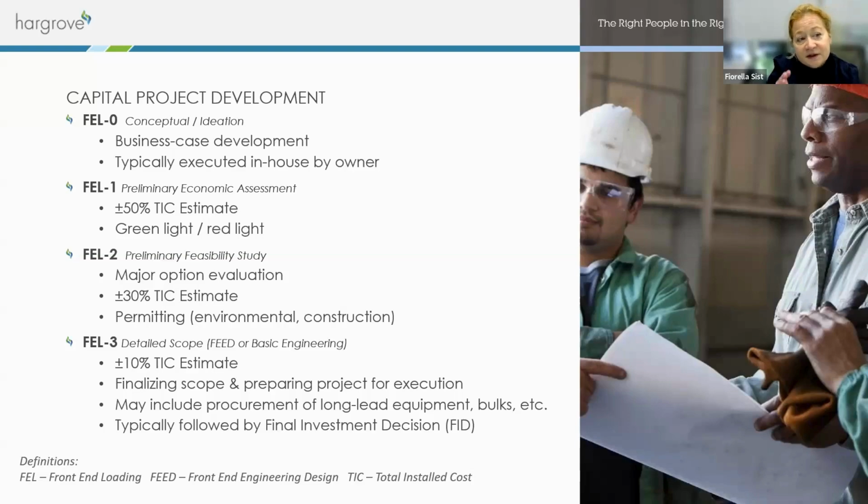But then the next stage from that is what's called the FEL1. So it's also known as a preliminary economic assessment. So that is your red light, green light. Does it make sense? It works. You made it in the laboratory, but plus or minus TIC estimate. And what does TIC mean? Total installed cost. Meaning if I were to build a commercial scale plant, how much is that going to be? Is that a $500 million plant? 200 million? 1 billion? And what is your return on investment?